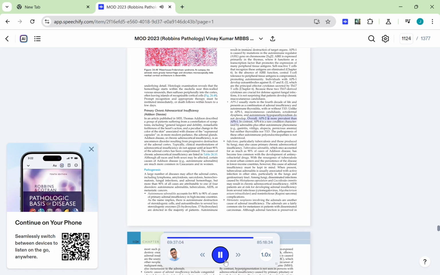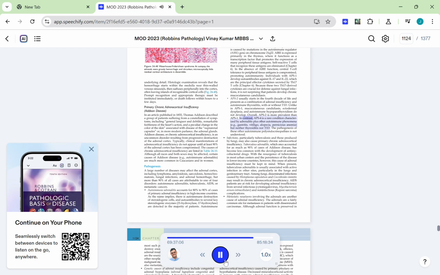Overall, APS2 is more prevalent than APS1. In contrast, APS4 is a rare condition characterized by adrenalitis plus other autoimmune phenomena but neither thyroiditis nor T1D.